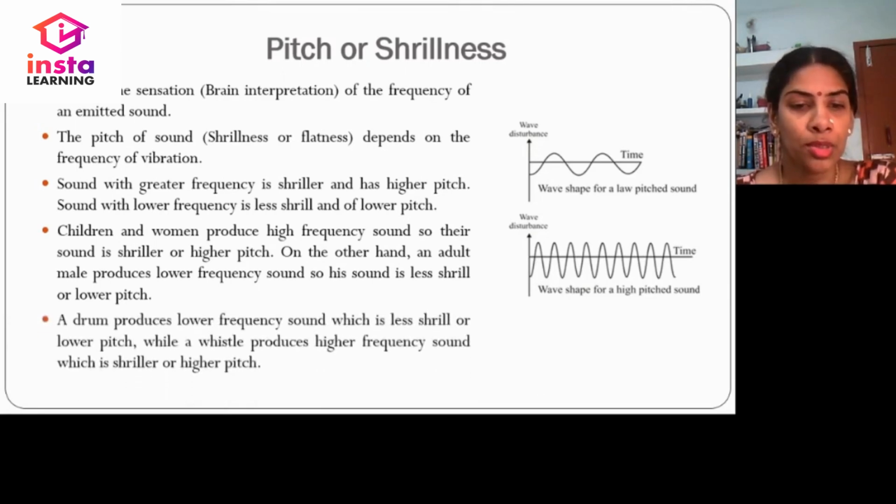A drum produces lower frequency sound, which is less shrill or lower pitch. A whistle produces higher frequency sound, which is shriller or higher pitch.